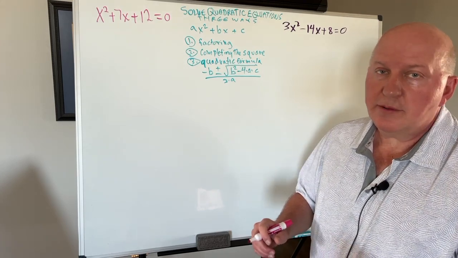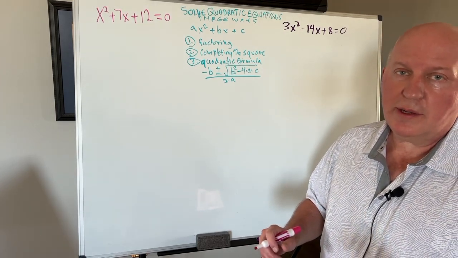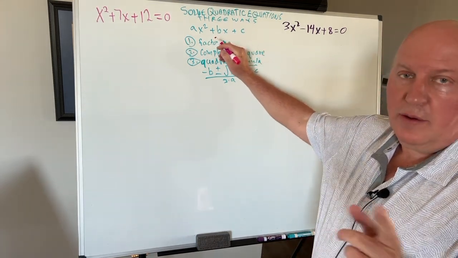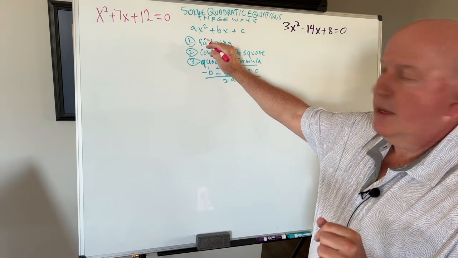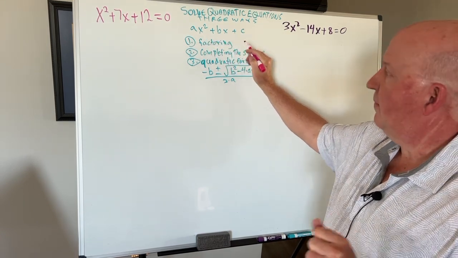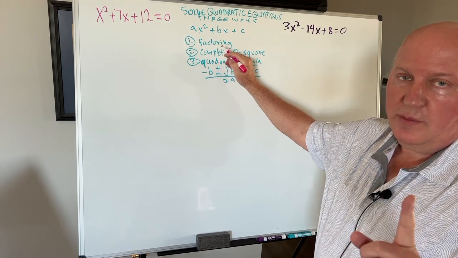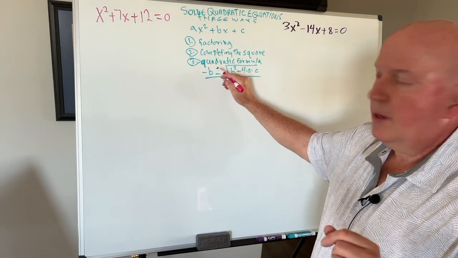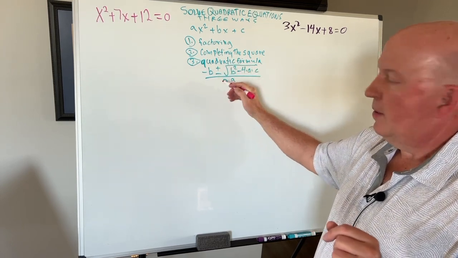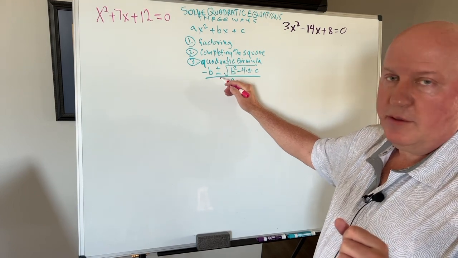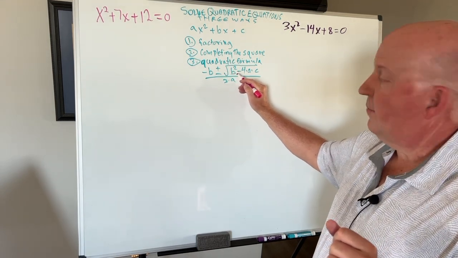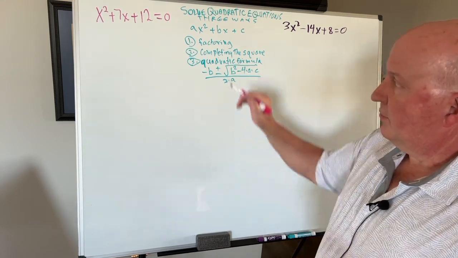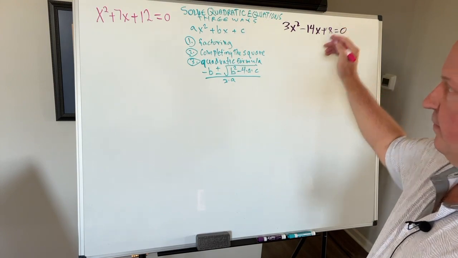Okay, I'm going to solve two quadratic equations in three different ways. So the quadratic equation is in the form ax squared plus bx plus c. The first way is factoring, the second way is completing the square, and the third way is the quadratic formula, which is negative b plus or minus the square root of b squared minus 4ac all over 2a. So the first equation, I have one here and one here.